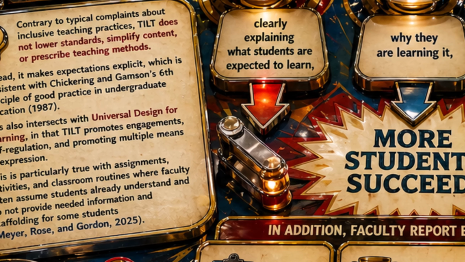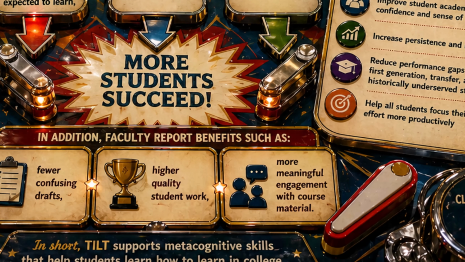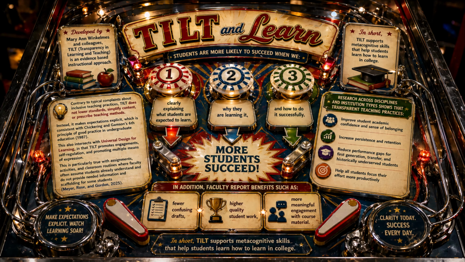Research across disciplines and institution types shows that transparent teaching practices improve student academic confidence and sense of belonging, increase persistence and retention, reduce performance gaps for first-generation, transfer, and historically underserved students, and help all students focus on their effort more productively. In addition, faculty report benefits such as fewer confusing drafts, higher quality student work, and more meaningful engagement with course material. In short, TILT supports metacognitive skills that help students learn how to learn in college.